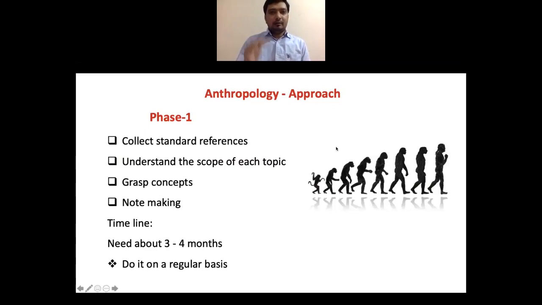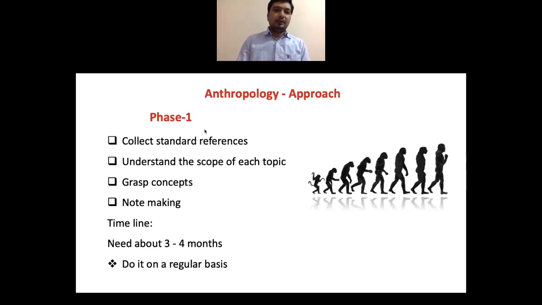Write down the syllabus, and for each topic you identify the subtopics by properly figuring out the scope of each topic. So you will have an idea about what areas to cover. Each subheading has to be figured out under each topic.